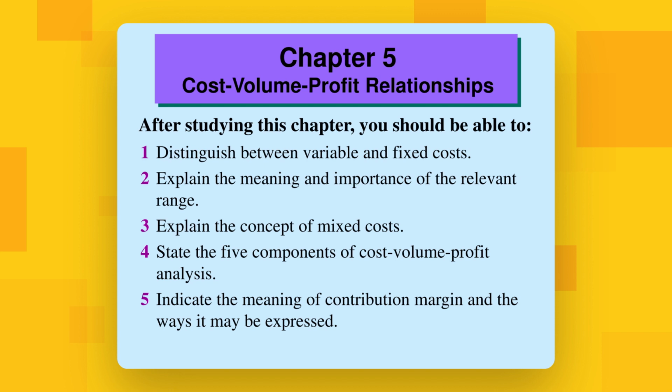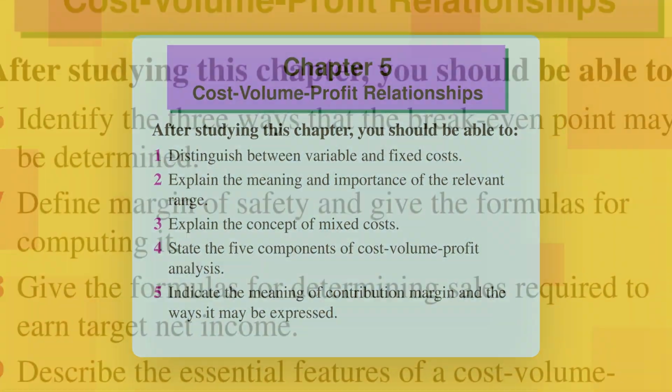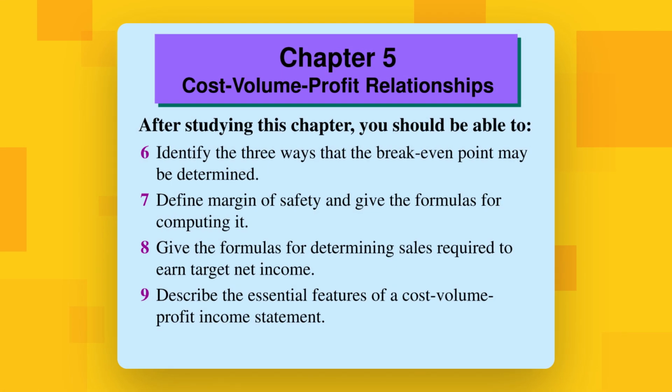All right. Number 4 will be part of the next class or next video about the components of the CVP analysis. And number 5, indicate the contribution margin and the computation of it, and identify the break-even point, then margin of safety, then the formulas for determining the sales required to earn a target profit, and describe the essential features of the cost volume profit analysis. So it will be discussed in the next class.